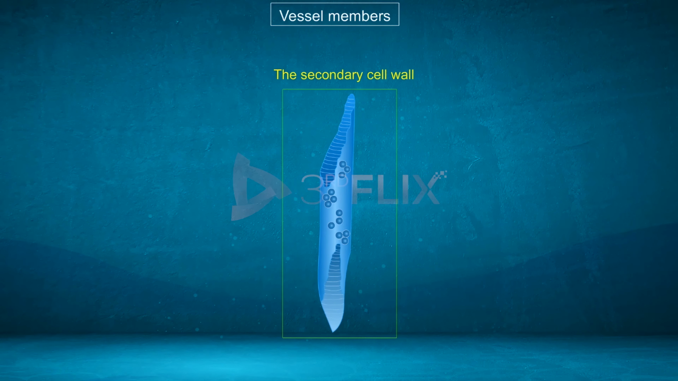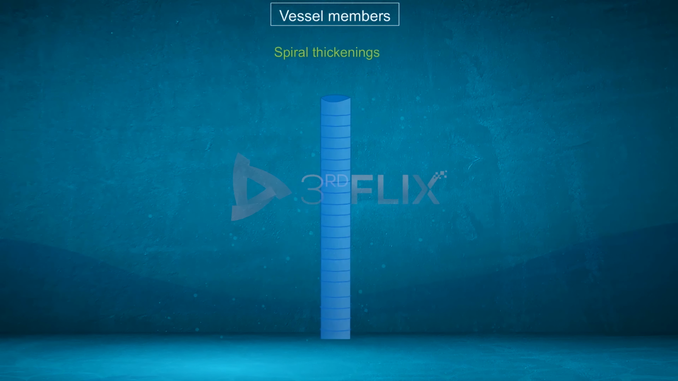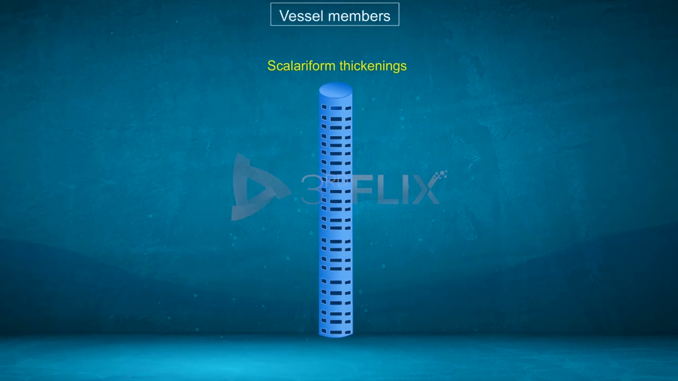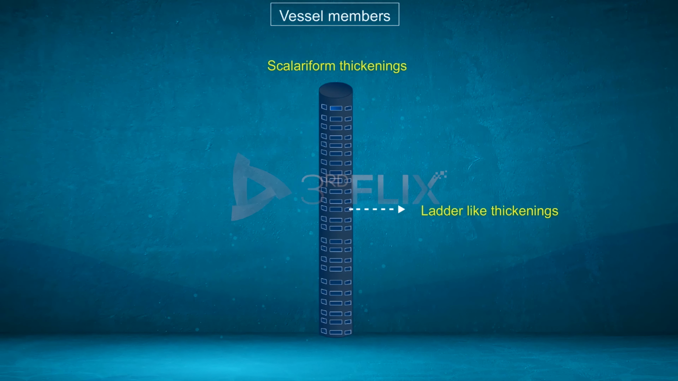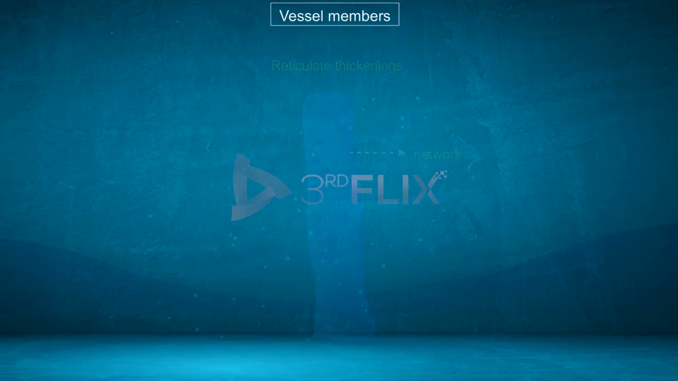The secondary thickening of the cell wall formed due to the deposition of lignins is of different types. Annular thickenings, that is, a ring-like thickening. Spiral thickenings that have continuous helices. Scalariform thickenings that have ladder-like thickenings. Reticulate thickenings that are like a network. Pitted thickenings that comprise pits.